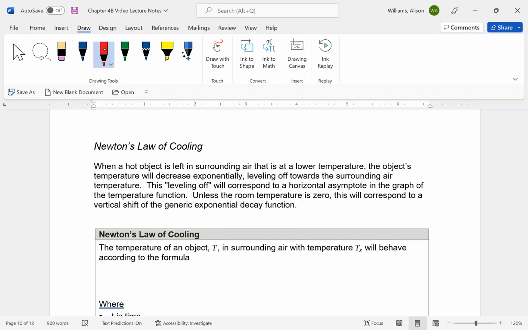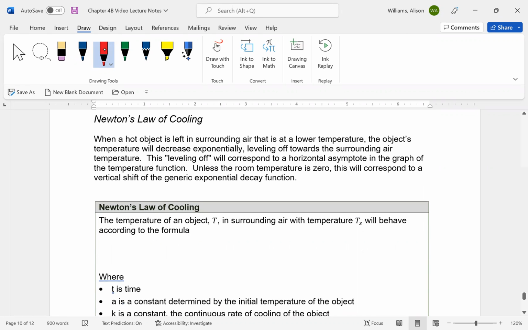Here's the formula. If T is the temperature of the object and T sub S is the temperature of the surrounding air, it follows the formula T of little t equals A e to the KT. So they use E in this growth problem plus T sub S. So we'll get a chance to work with E.